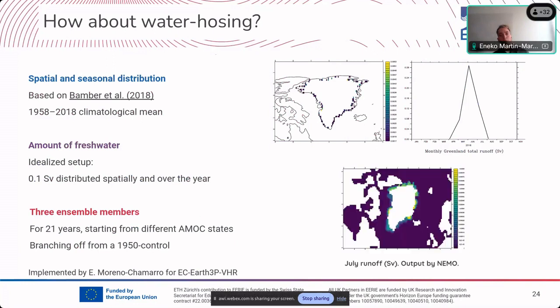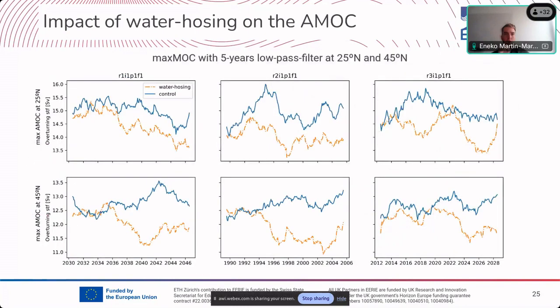This is, for example, how it looks like in NEMO, the runoff from this water hosing for July. What are the results of this water hosing? What you can see here is a 5-year moving average of the maximum AMOC in depth space. So this is the overturning streamfunction in depth space maximum for each latitude.